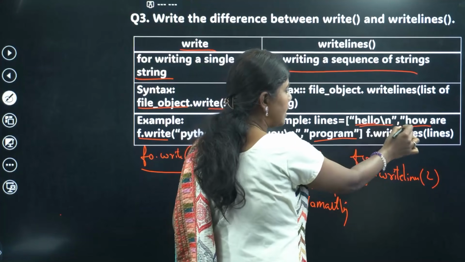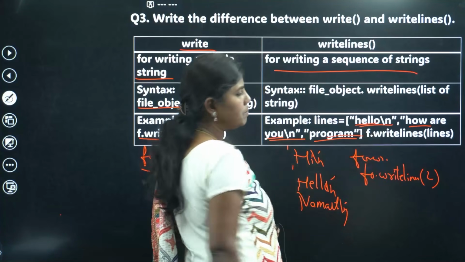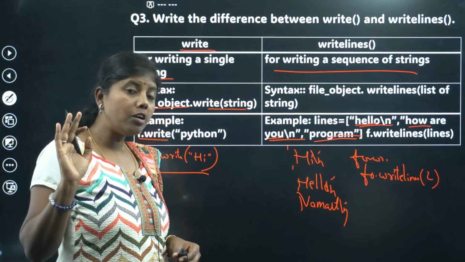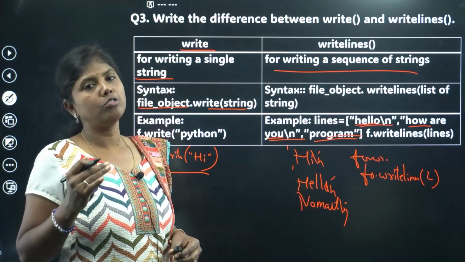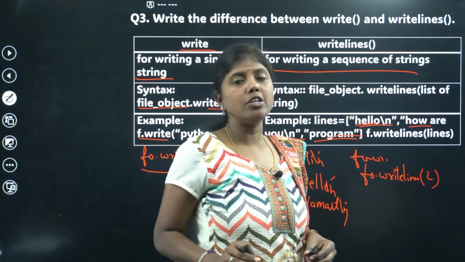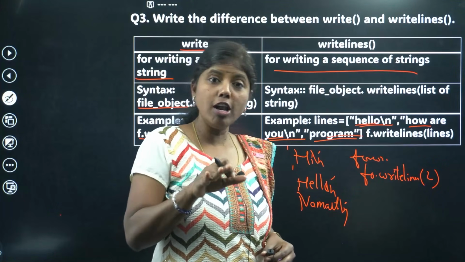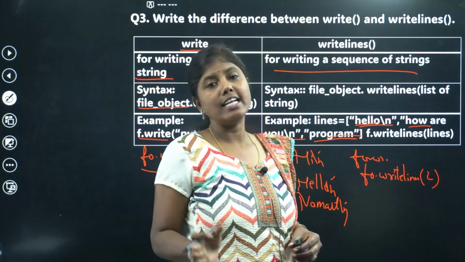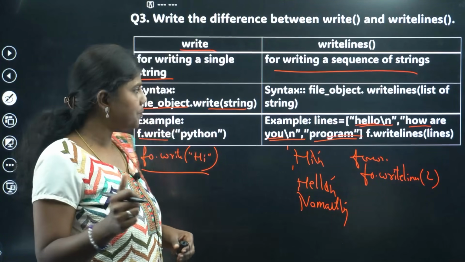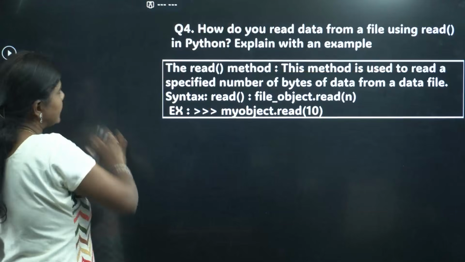See here, hello slash n, how are you slash n. For the last one, you can also put slash n here, no problem. Is the point clear? So this is how we are going to write multiple strings to the file using a function called writelines. How to call? File object dot writelines function. Clear? We'll go with the next slide now.